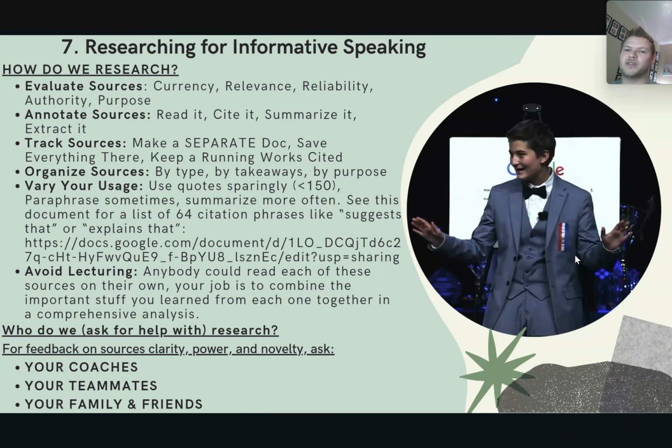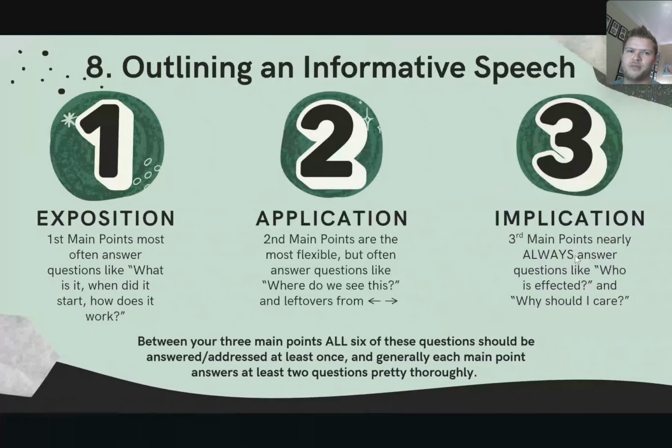You can also ask for help with research from your coaches, your teammates, families, and friends. Send them articles and be like, hey, do you think that this is interesting? Did you already know this information? Do you think that I should use this? Send them your speech and ask them to evaluate just the evidence that you're using to see if you need more, if you need less, if you need to use the evidence differently, so on and so forth.